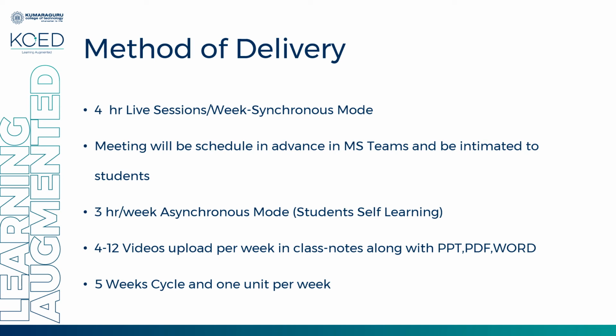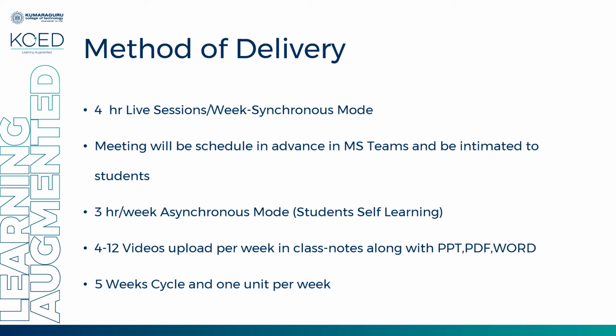So what exactly are we trying to do? We have a 5-week cycle, one unit per week. That is the plan. So every week one unit will be completed. This is the fast learning mode. Students have to voluntarily involve and engage themselves, and for each and every active session there will be an assignment, quiz and everything.